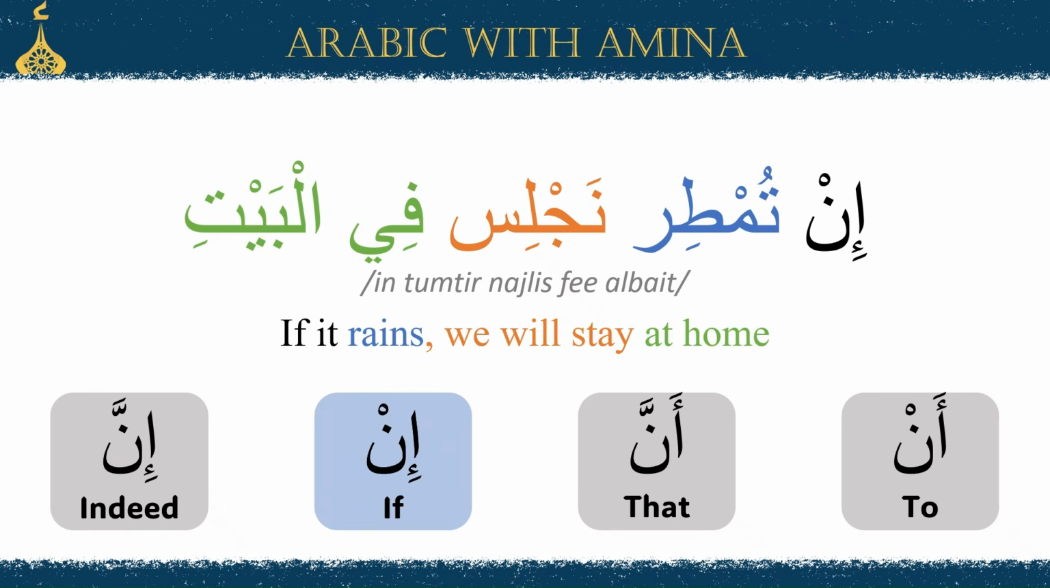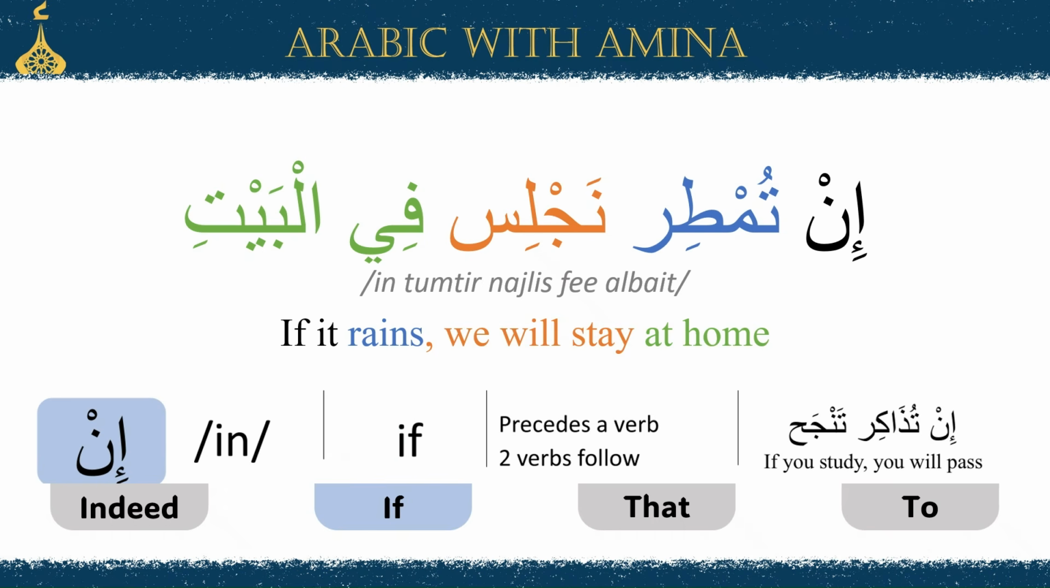How did we know it means if, or it is the particle in? Well, in precedes a verb. And what's the word coming after it? تمطر, rains. That's a verb. But how many verbs do we have in this sentence to fulfill its meaning? For in, you need two verbs to follow. So far we have one, which is تمطر. But look, we also have another, نجلس. We will stay. So for this sentence, we have in coming before two verbs for it to fulfill the meaning. So that is in, meaning if.